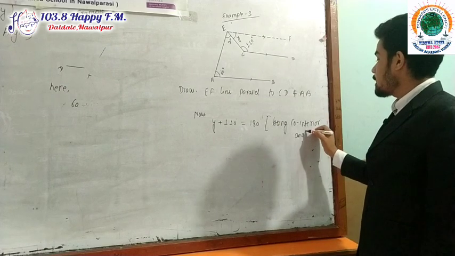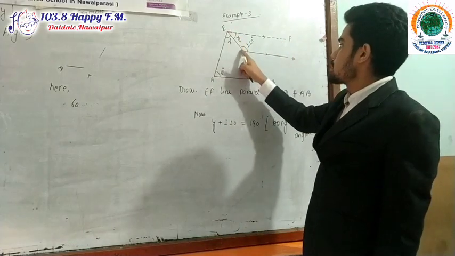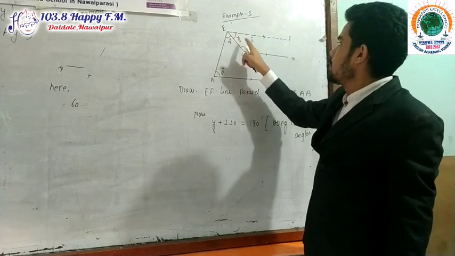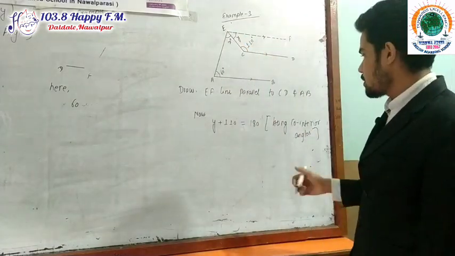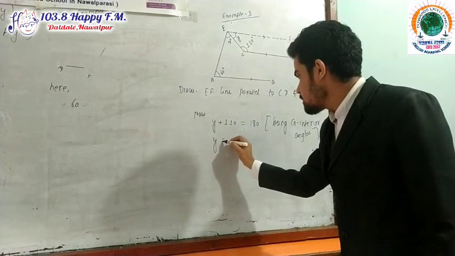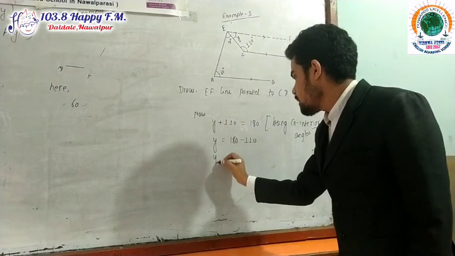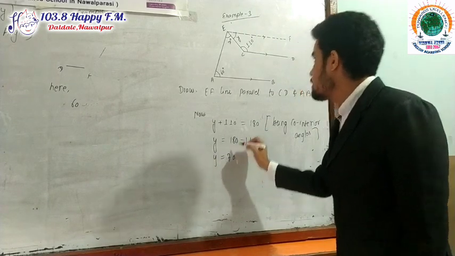Why are they co-interior angles? Because these two are parallel lines. EC is the transversal, and Y and 110 are the interior angles on the same side of this transversal. So their sum is 180 degree. Y is equal to 180 minus 110. So Y is equal to 180 minus 110 is 70.